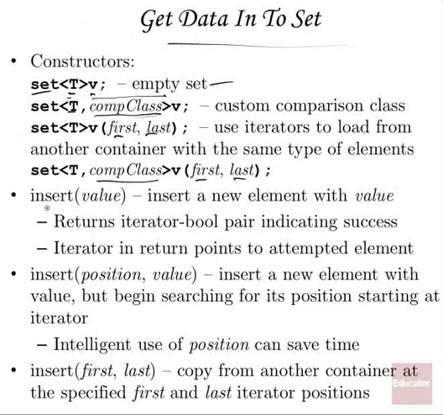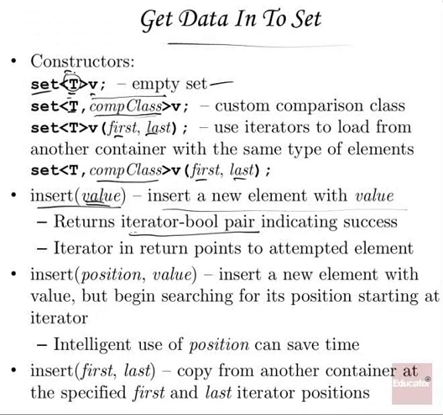You can insert a value, which would be of the type of your set. It would be T, the value type of your type would be T. If it's an integer set, then this will be an integer. If it's a double set, then this will be a double, etc., etc. So we insert a new element with this value, and it returns an iterator bool pair.